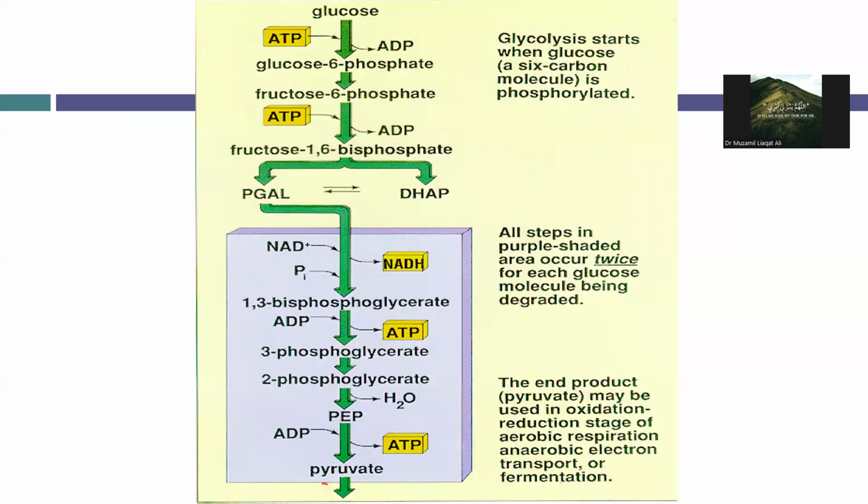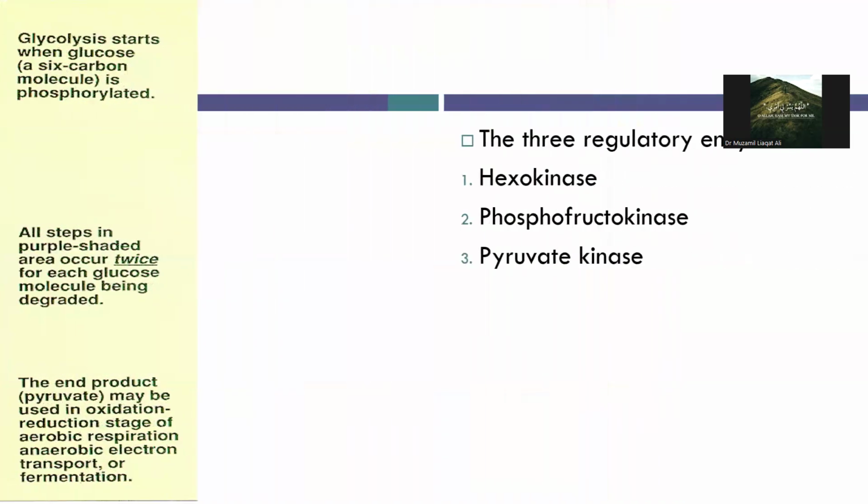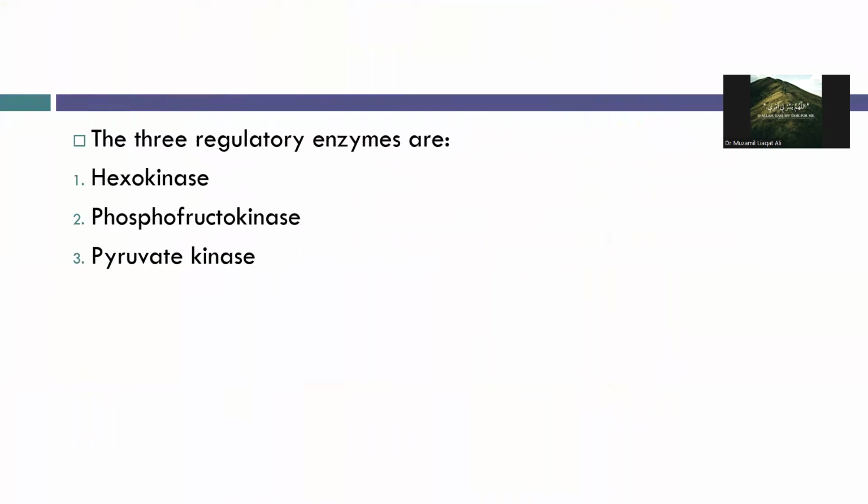So these enzymes are regulated by allosteric effects, substrate availability, and hormonal signals. Mastering these regulations is essential for understanding metabolic flexibility in fed versus fasting states. So these are the 3 regulatory enzymes of glycolysis, right? Those are considered as the rate-limiting steps and are irreversible.